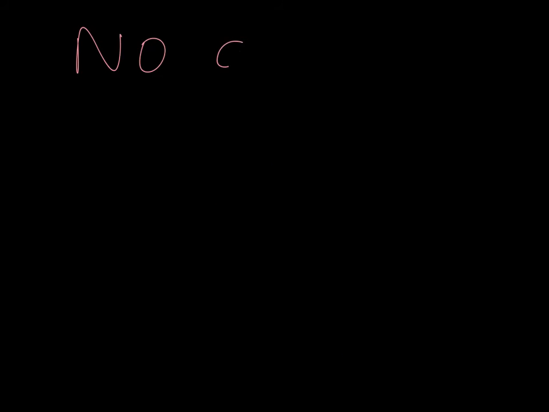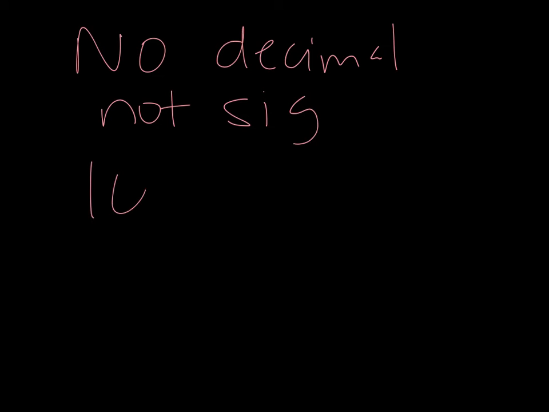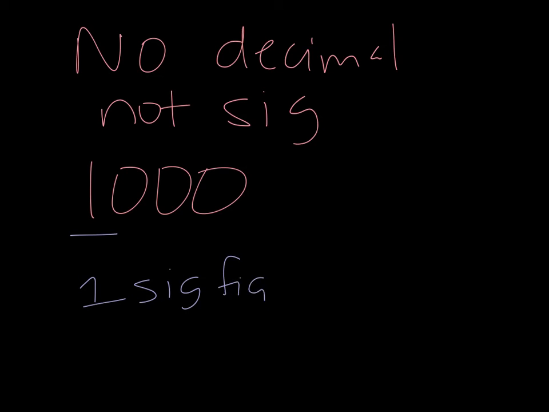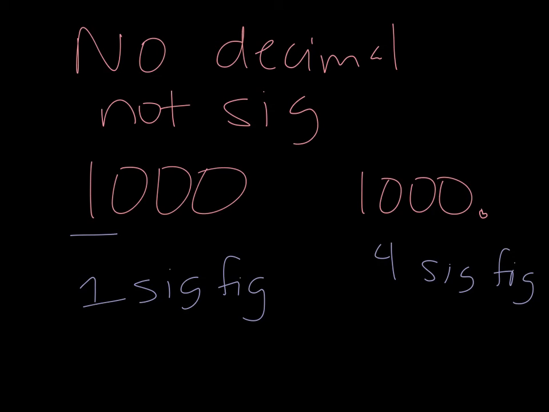If there's no decimal point, then they're not going to be significant. So for example, if we had 1,000 like this, it only has one significant figure because there is no decimal place there. If we remember from the previous slide, if we put a point there, that has 4 significant figures because of that decimal place. So that decimal place is telling us that those zeros in front of it are significant. If there's no decimal place, then they're not significant.